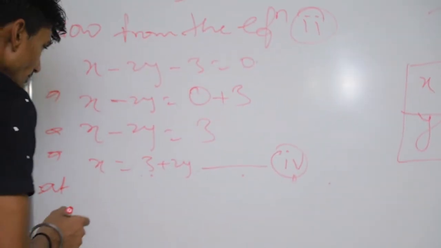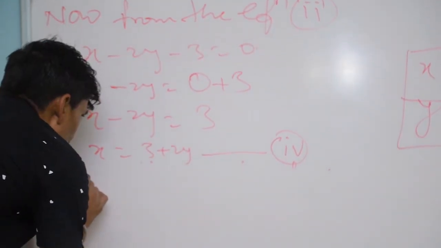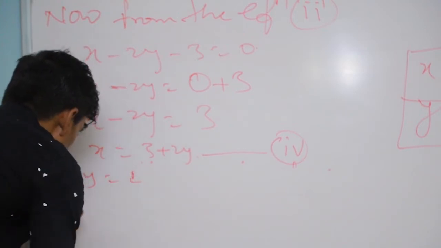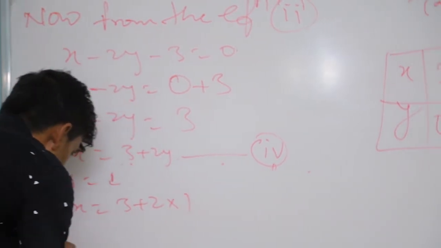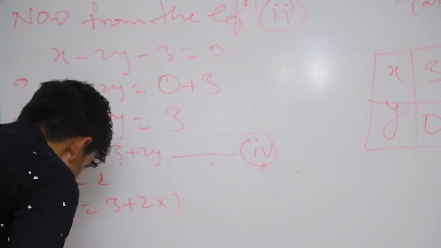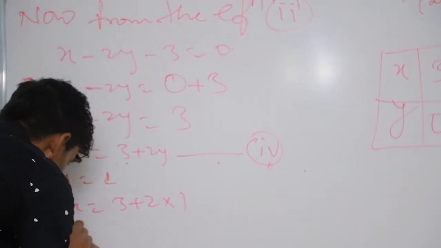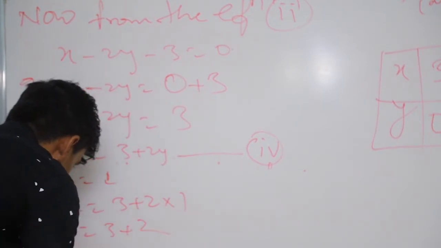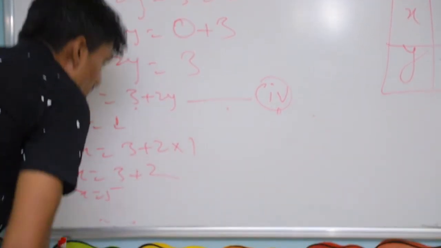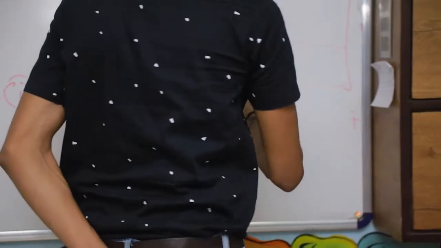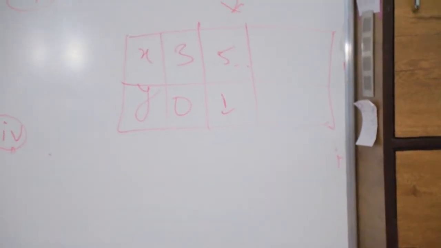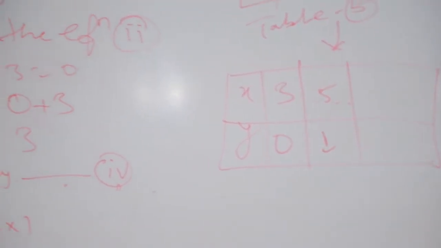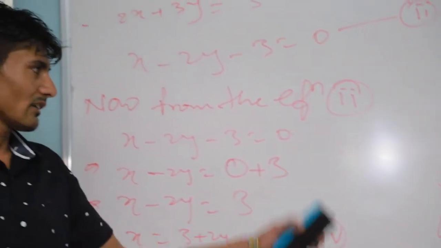At y equal to 1, then x equal to 3 plus 2 into 1, that means x is equal to 3 plus 2, that means x is equal to 5. Here y equal to 1, then x equal to 5. Now we have to show these values of x and y in the graph.